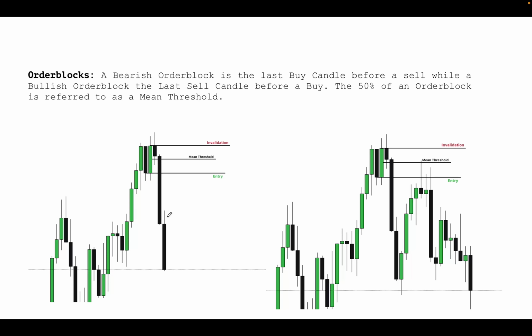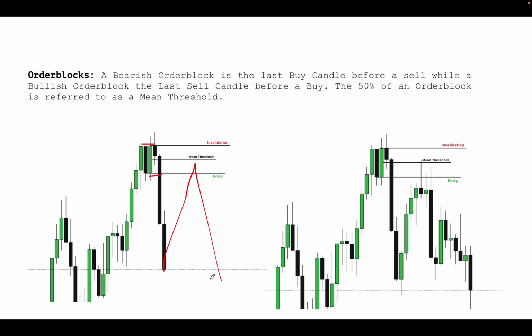Like in the example over here, we can see that this is the last buy candle. This green candle is the last buy candle we had here. Then price sold from it, so it changed the trend. Price was buying before, then it sold, it reversed. So after it reversed, what did price do? Price has to retrace back into that order block, then sell from there.